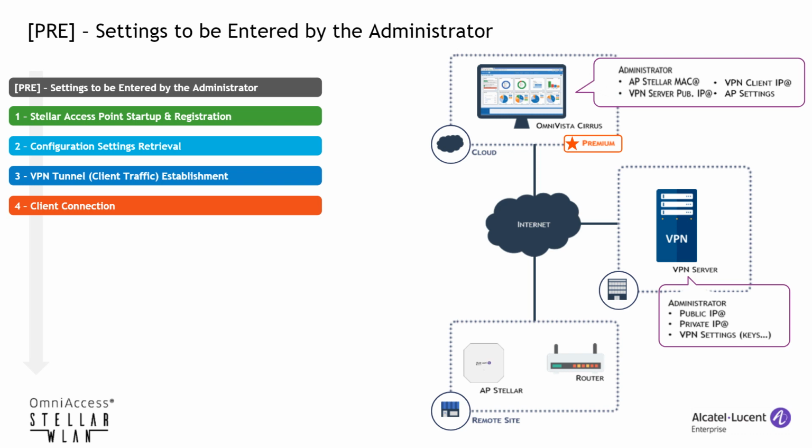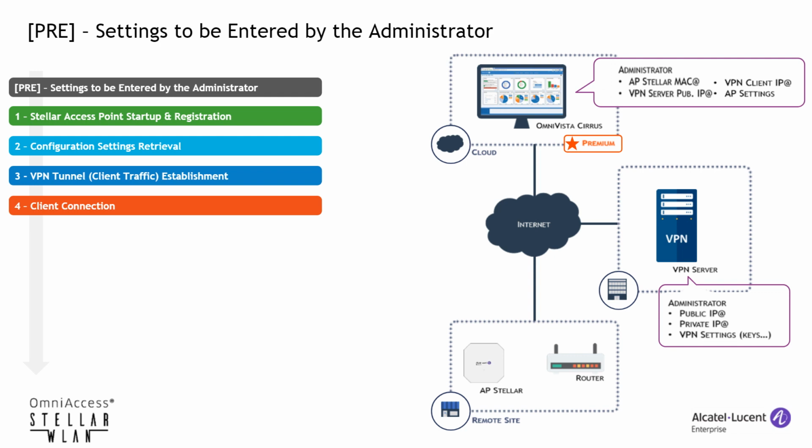Before configuring the remote access point, the network administrator needs to configure several items on each server. On OmniVista Cirrus, fill in the MAC address of the remote access point and information to be sent to the remote access point, including VPN server public IP address and the IP address that the access point will use as a VPN client. This information allows the access point to connect to the VPN server at the appropriate time.